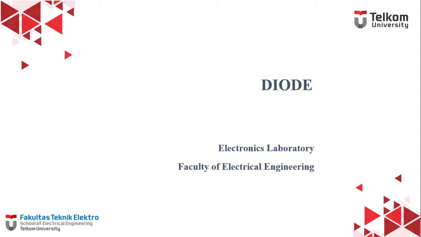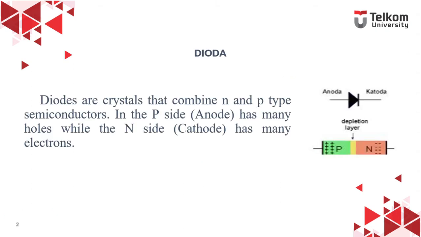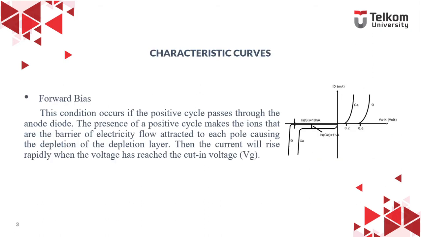Second module, diode. Diodes are crystals that combine N and P-type semiconductors. The P side, or anode, has many holes, while the N-side, or cathode, has many electrons. The characteristics. First one is forward bias.